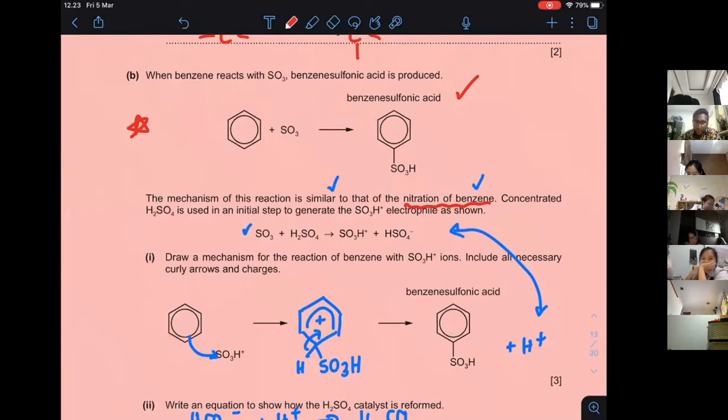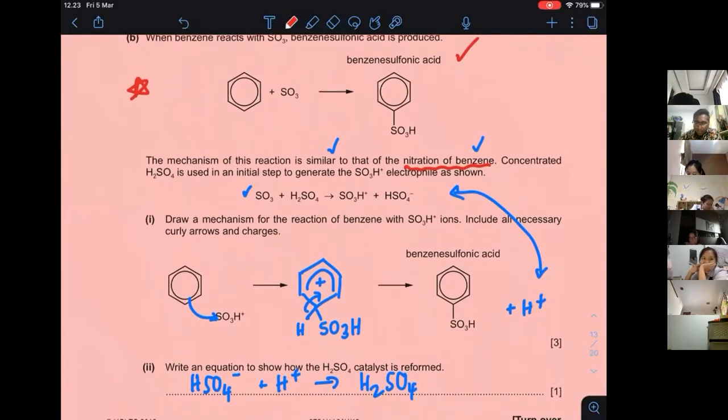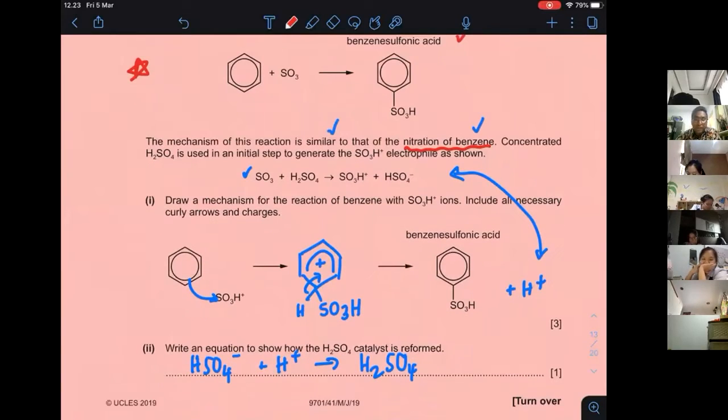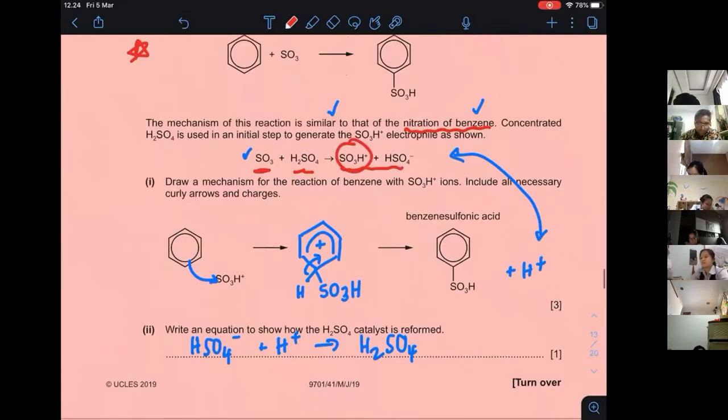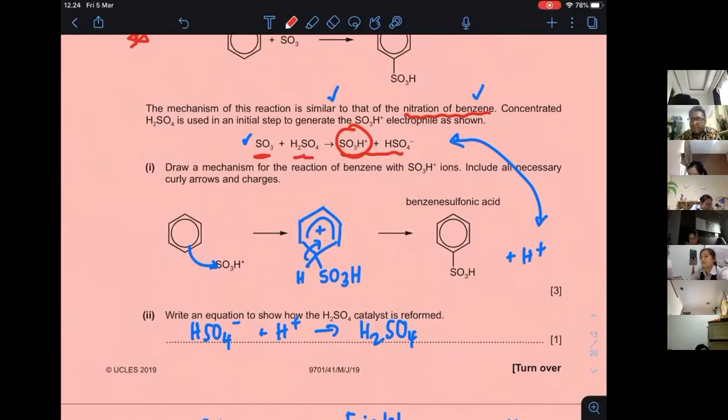Similar to that, you can see how the electrophiles are being generated. They have given you SO3, which is going to react with the H2SO4, and then after that you are going to get this. The electrophile over here is this one. So you need to draw the mechanism. I think drawing the mechanism is quite easy.